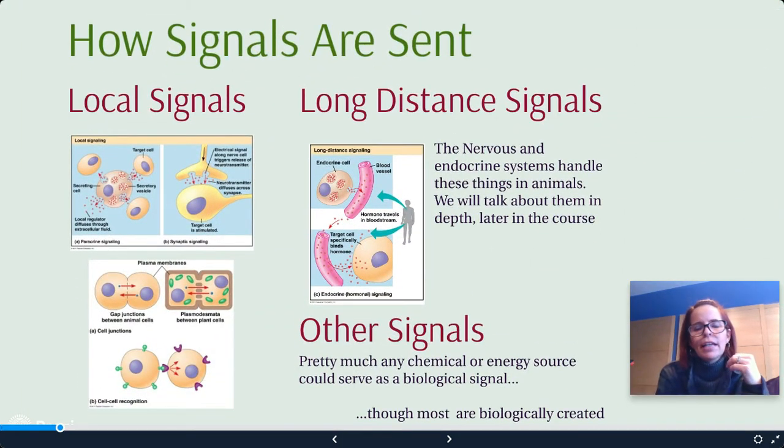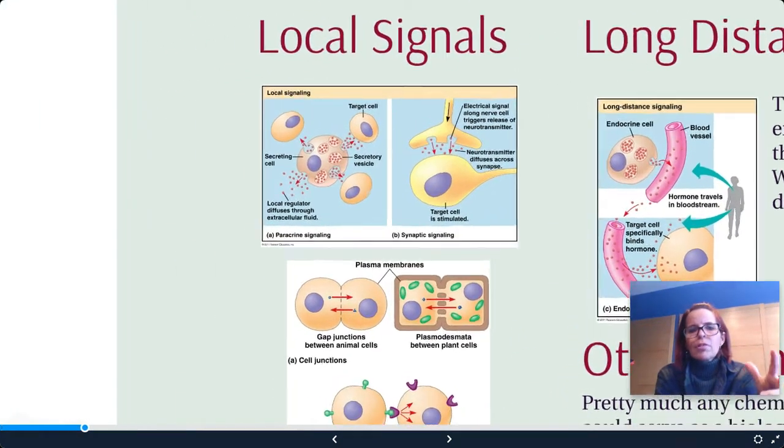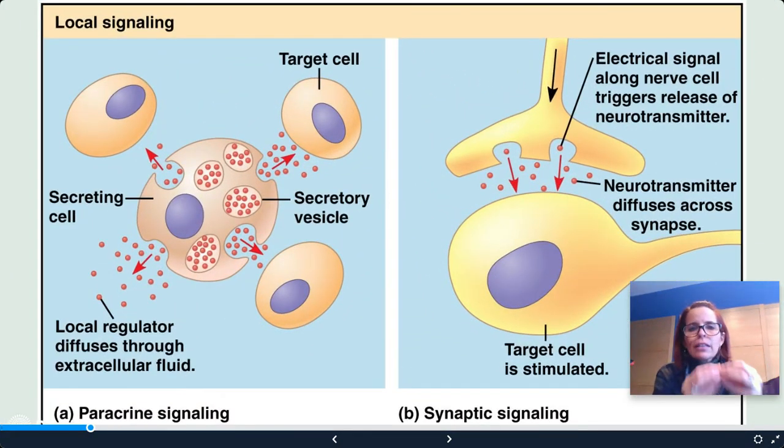So, how signals are sent. There are local signals and there are long distance signals. The local signals are when the cells are communicating directly with their neighbors. Here's an example on the left. It's called paracrine signaling. You have one cell that has secretory vesicles, and whatever is inside of them is being released into the environment of the target cells. Then the target cells are receiving those messages and responding to them. So that's local signaling.